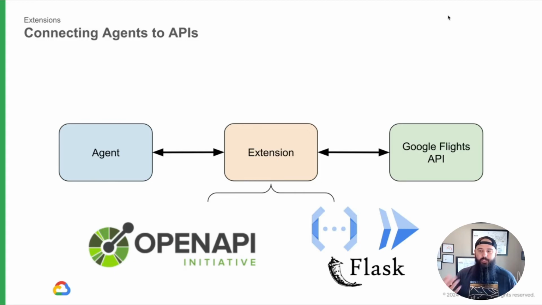So if you want to build them in serverless environments like Cloud Run or Cloud Functions or AWS Lambdas, you can do that. You can build them as a Flask endpoint. You can deploy them on Kubernetes or on compute. It really doesn't matter how you build your extension.